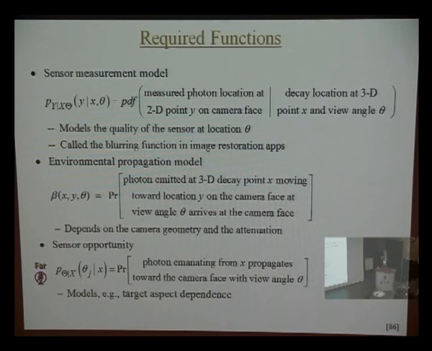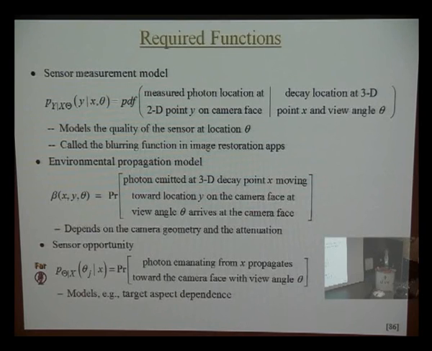That means it also depends on the tissue it's trying to image. So there's a little bit of incestuousness here, so you've got to be careful about it and calibrate this thing well. Then there's a function I don't know a name for. I want to call it the sensor opportunity function.